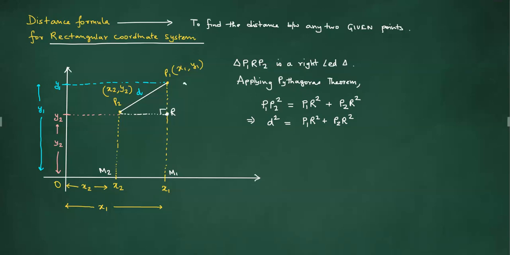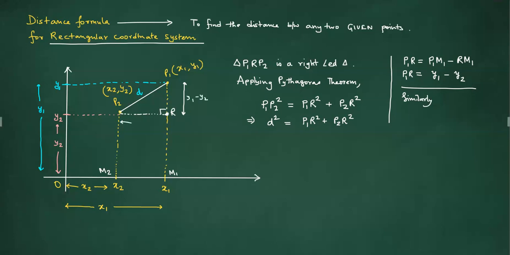You see, P1R, if you carefully look, is nothing but P1M1 minus RM1. Do you see that? And P1M1 is nothing but the distance y1, and RM1 is nothing but the distance y2. So P1R over here is going to be equal to y1 minus y2. So this distance is y1 minus y2. We want to find out this other distance. What is this distance going to be equal to?